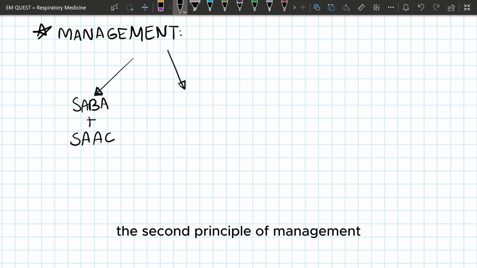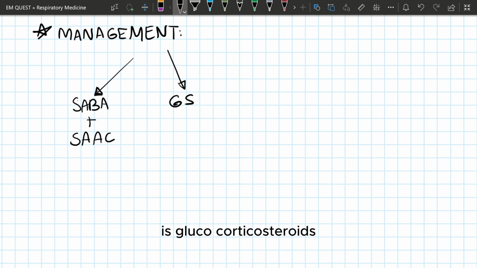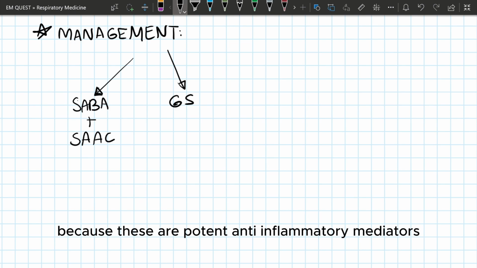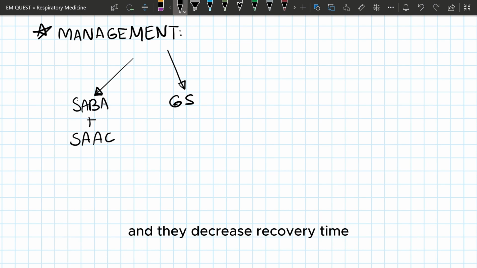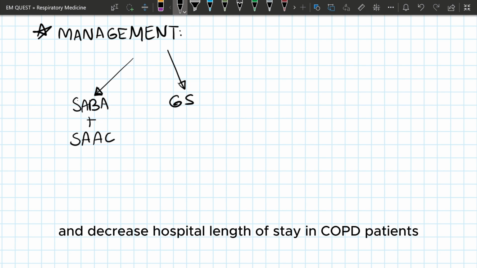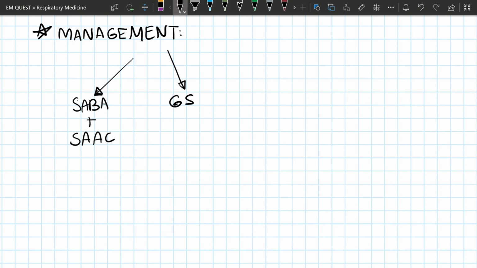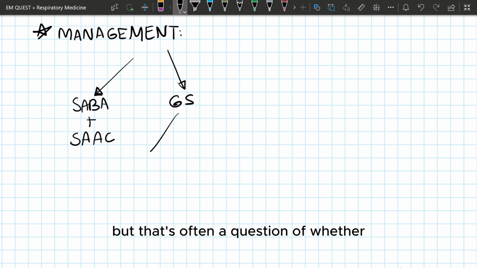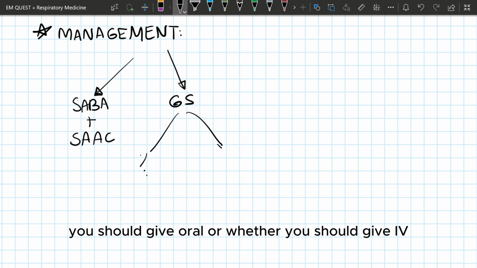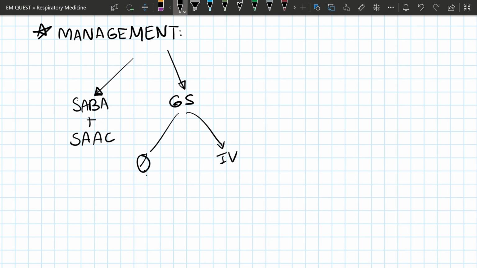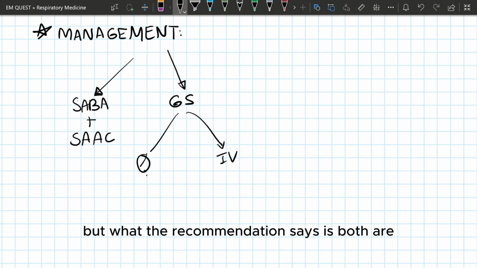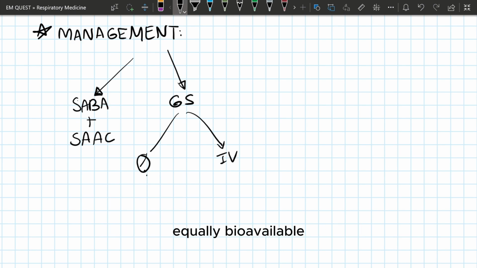The second principle of management is glucocorticosteroids, because these are potent anti-inflammatory mediators and they decrease recovery time, improve oxygenation, improve lung function, and decrease hospital length of stay in COPD patients. Now, there's often a question of whether you should give oral or IV, but what the recommendation says is both are equally bioavailable.